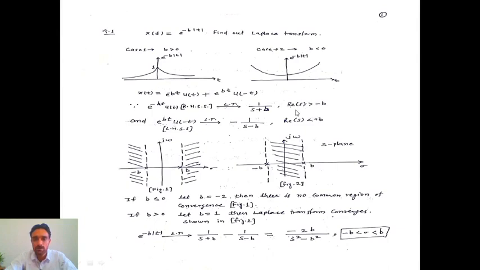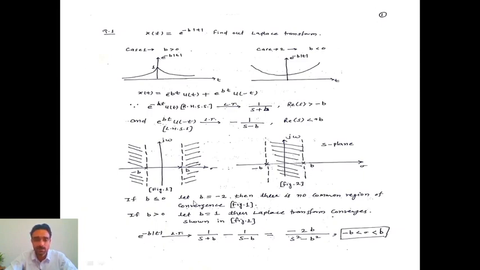So the ROC is real part of s greater than plus 2, and less than minus 2, when we are assuming the case b equal to minus 2, the first case. Okay, so we can see here that there is no common region in this s plane. So if there is no common region, then the Laplace transform does not converge, and we cannot calculate the Laplace transform.